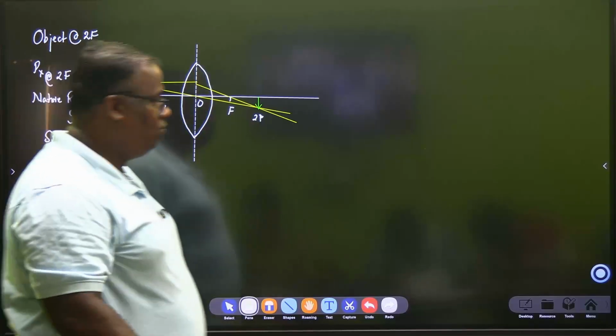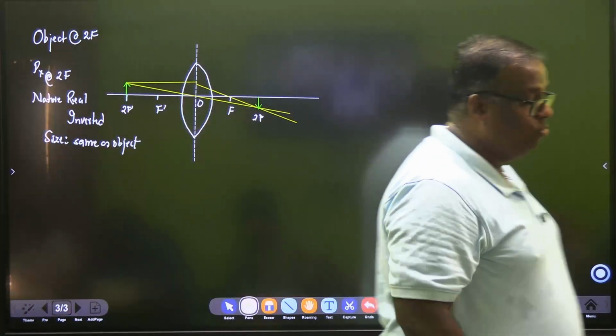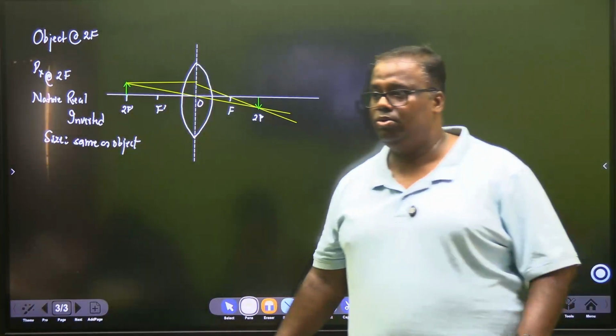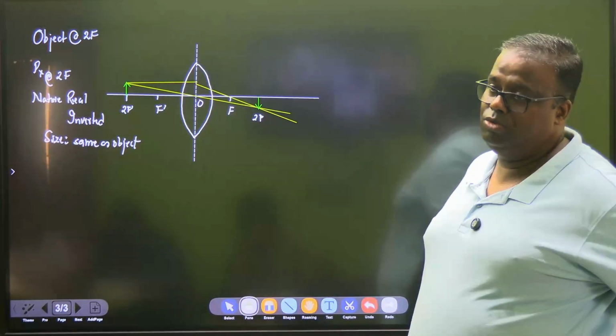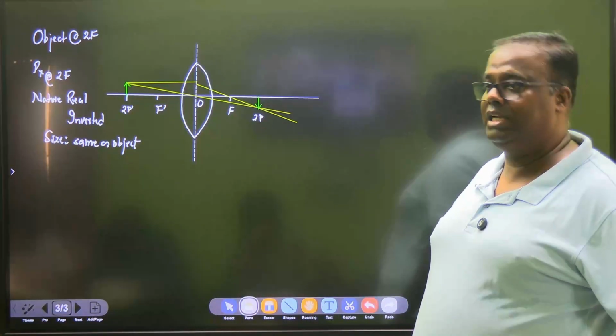What is important for you all to understand now is that when numericals are given to you, try to estimate the answer before doing the numerical so that you know whether your answer is coming in the right range or not.